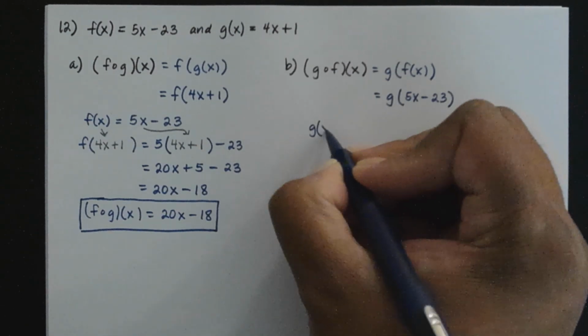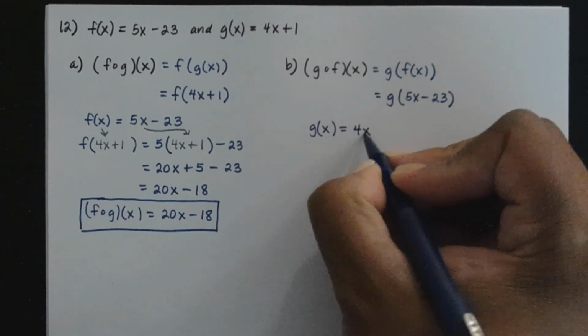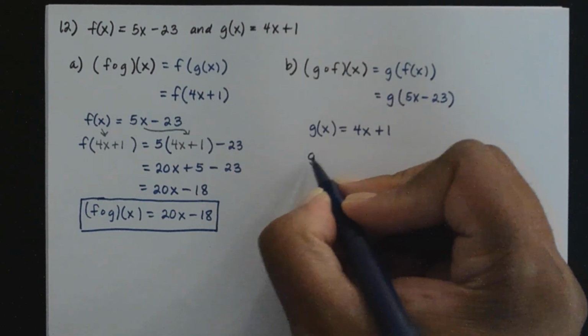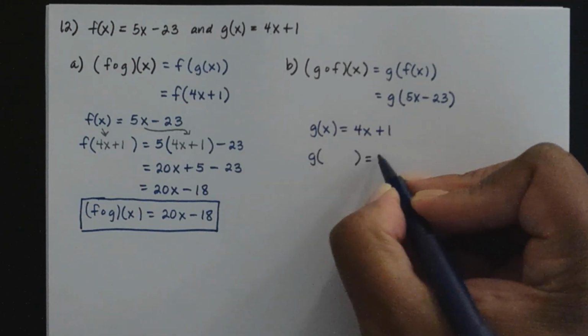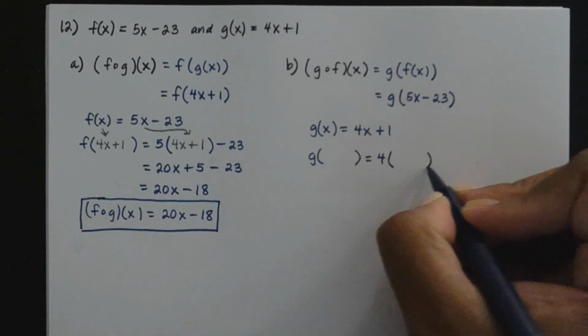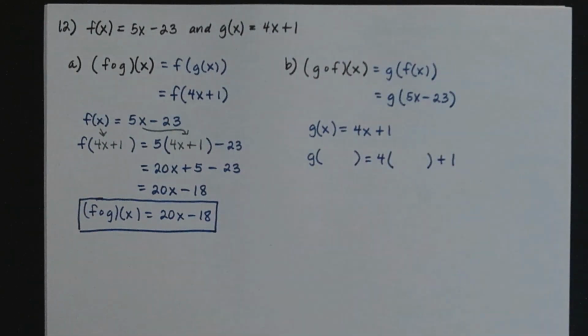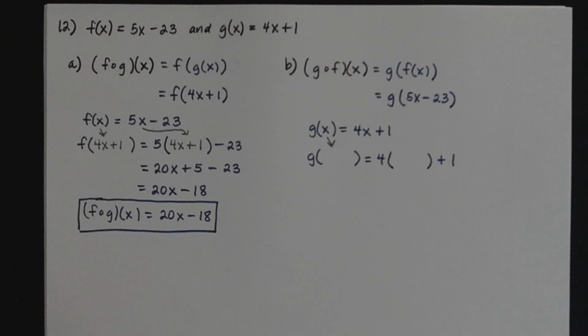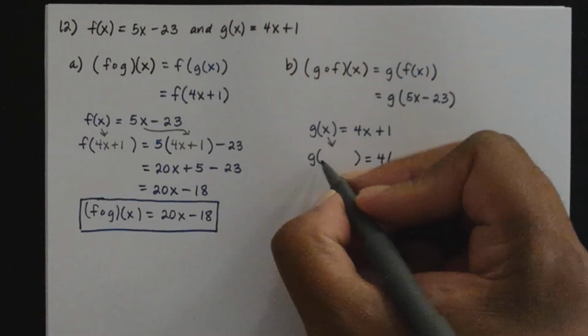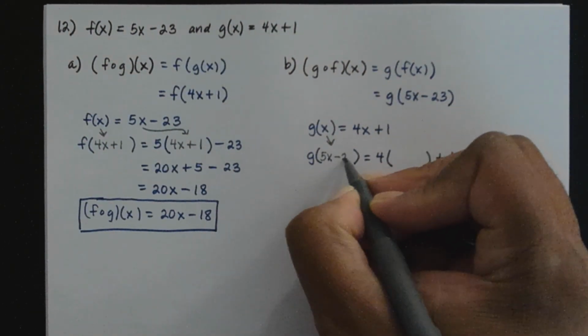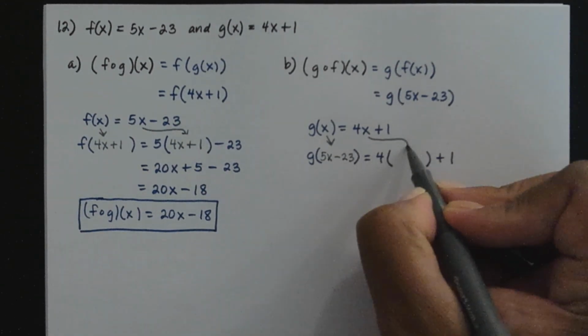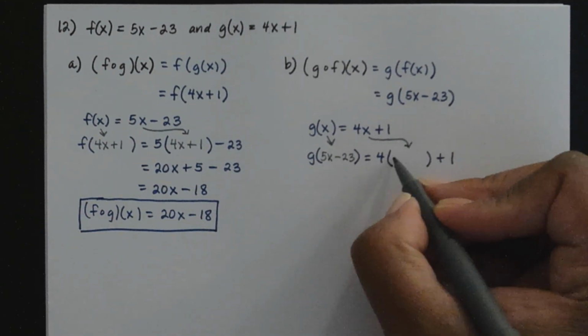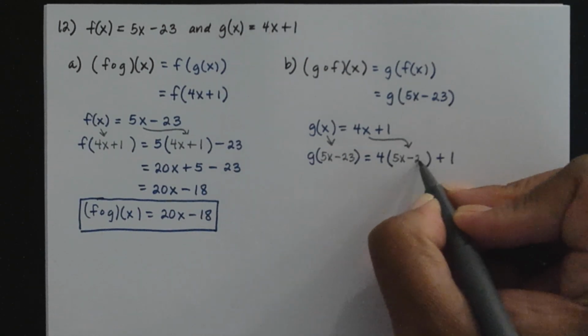And here g of x equals 4x plus 1. So for every x in the g of x function, I'm going to replace it with what f of x is. So now that x, in the g of x notation, will be substituted with f of x, that's the 5x minus 23. And this x will be substituted with 5x minus 23, which is what f of x is.